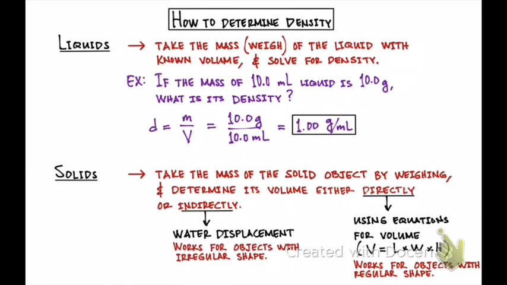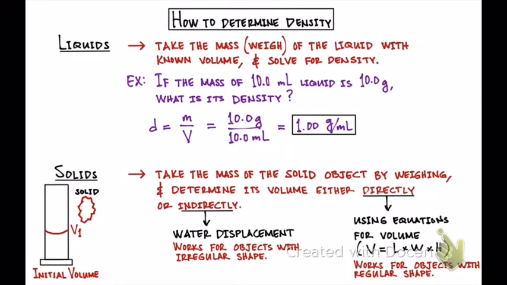Okay, and so what you can do is you can use a graduated cylinder or whatever volumetric glassware that you can use, and you want to take note of the initial volume of the water. Then you have a solid object with irregular shape, and you're going to put this inside the graduated cylinder, and then the water rises, or the liquid level rises. And so when this liquid level rises, you're going to take the difference between the final volume and the initial volume, right?